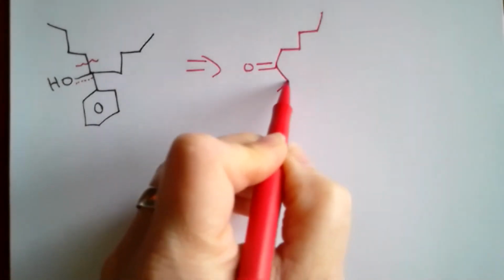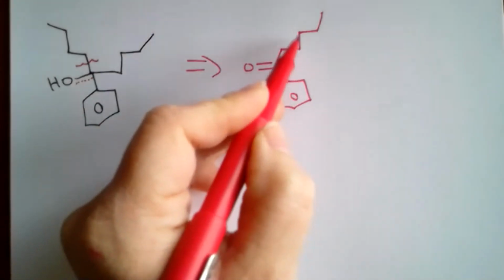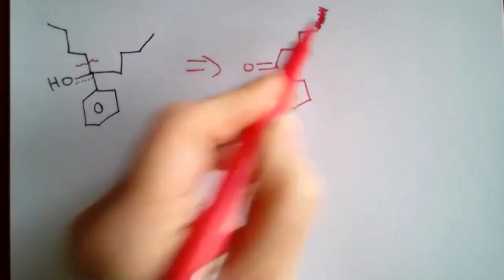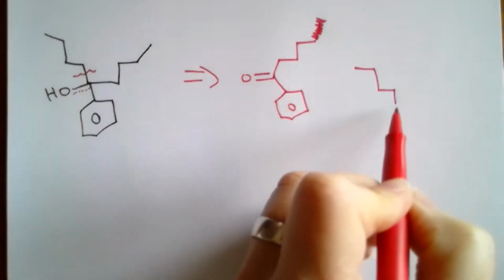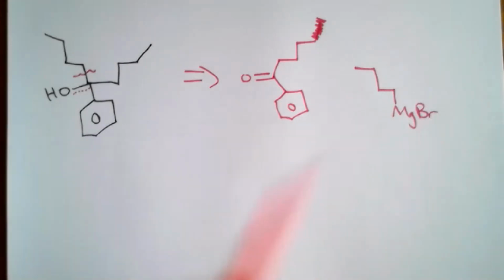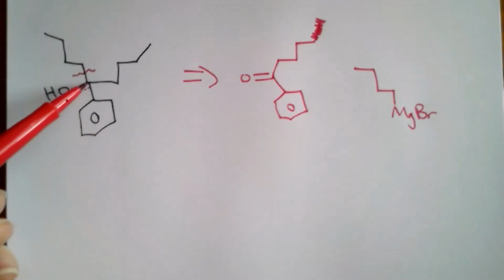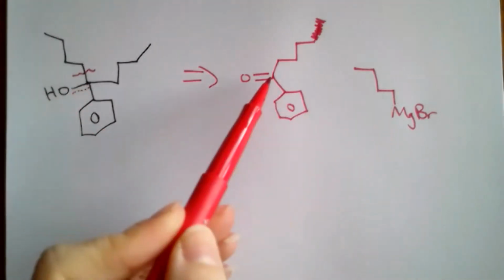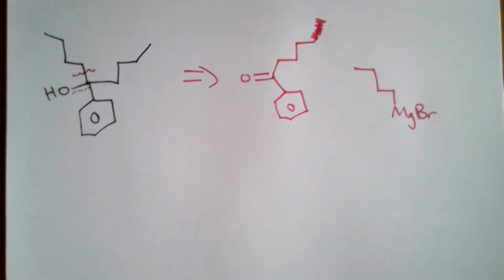I think I made too many carbons. Let me count. 1, 2, 3, 4. 1, 2, 3, 4. Yep, I did. That one doesn't count. Whoopsies. I make mistakes too. That's going to react with a 4-carbon Grignard. This 4-carbon Grignard attacking that carbonyl gives me that alcohol after acid workup.